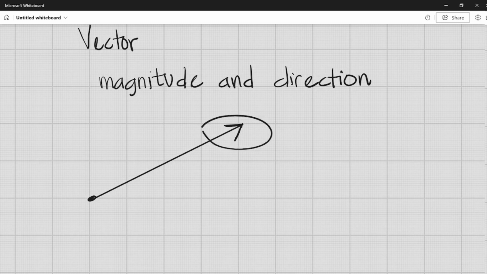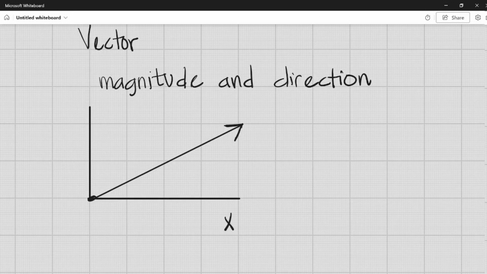So the arrow has a head and the arrow has a tail. The arrow has a length, and it also has a direction if we specify a reference frame, such as X and Y axis, because we can define an angle theta from which this vector points with respect to this X or Y axis.